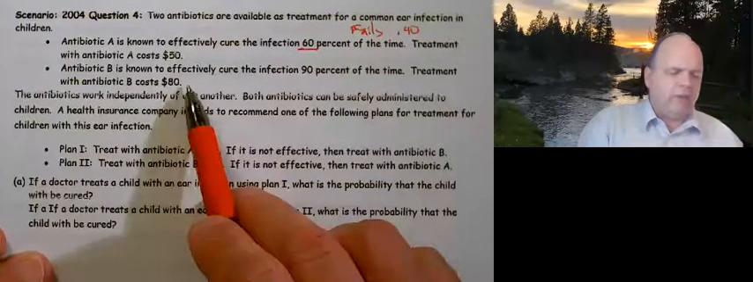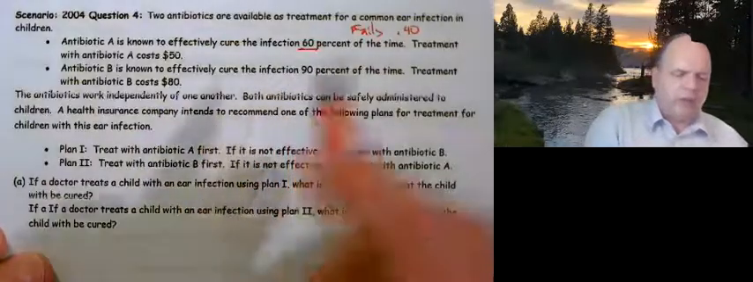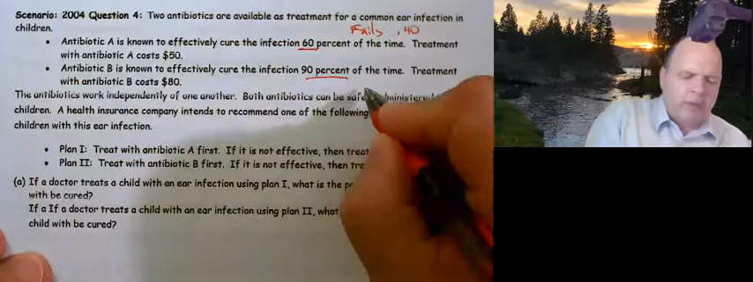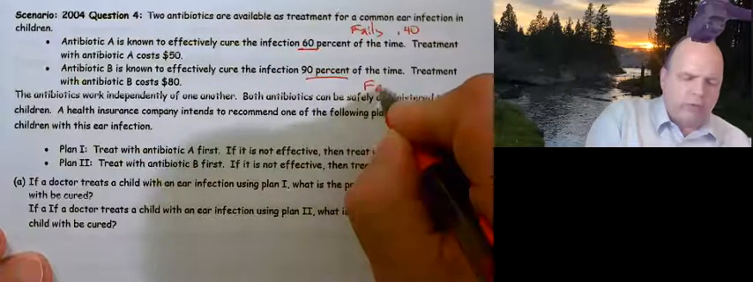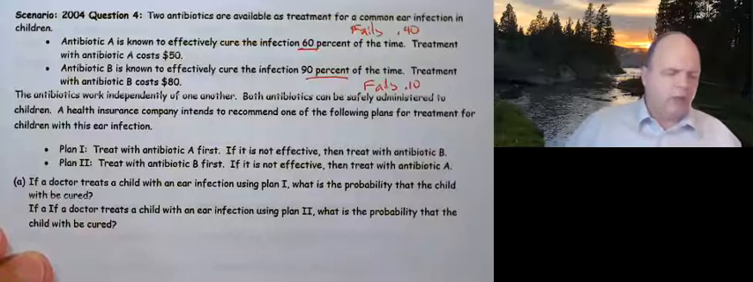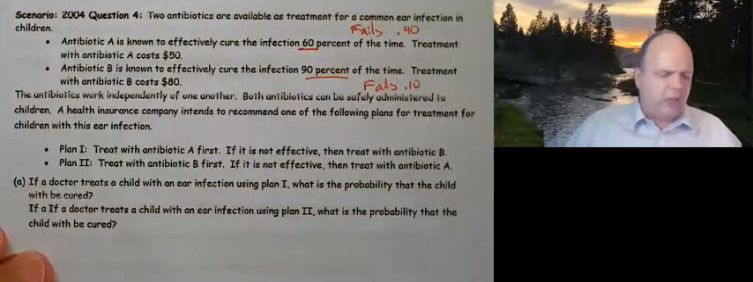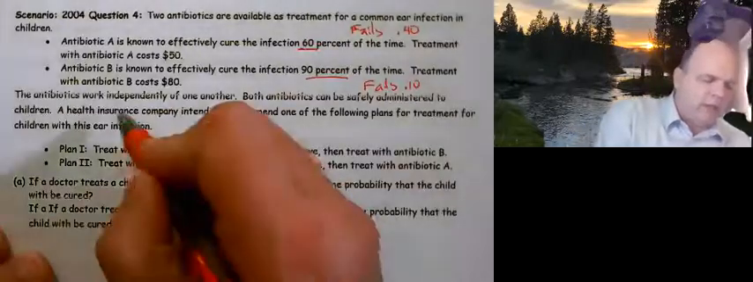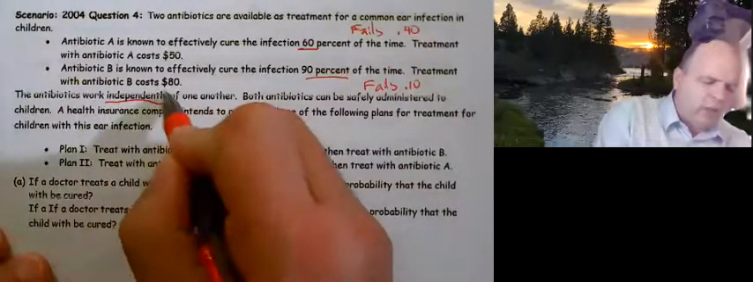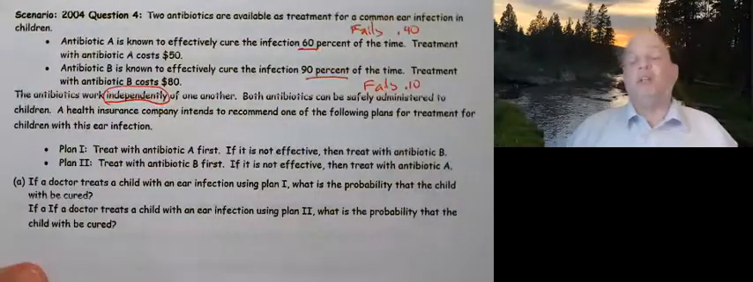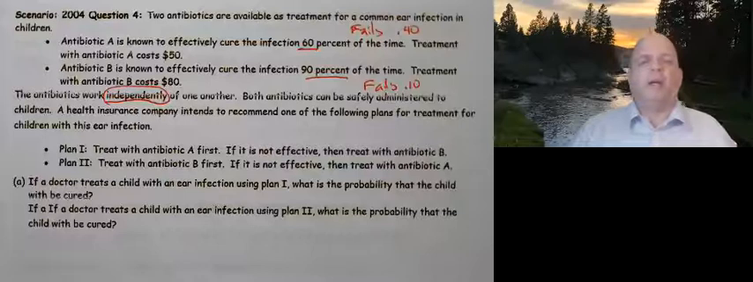Okay, treatment with antibiotic A costs $50. Antibiotic B is known to effectively cure the infection 90% of the time. Well, if it cures 90% of the time, it fails 10% of the time. Make a little note to myself. And it costs $80. The two antibiotics work independently. This is key. They're telling me this because they're saying, hey, we can multiply the probabilities if we need to, right? Independent means I can multiply them at the end.